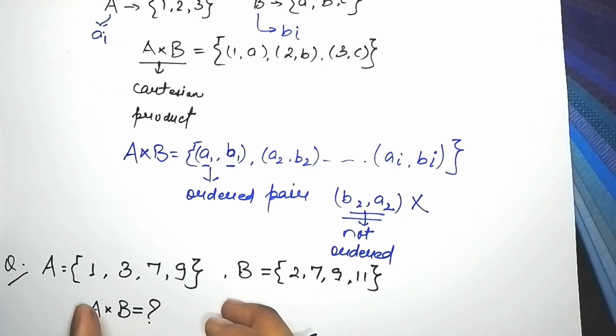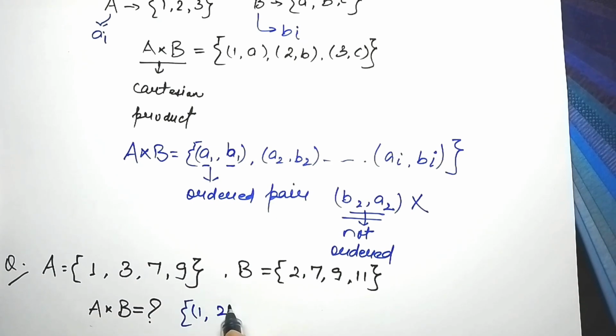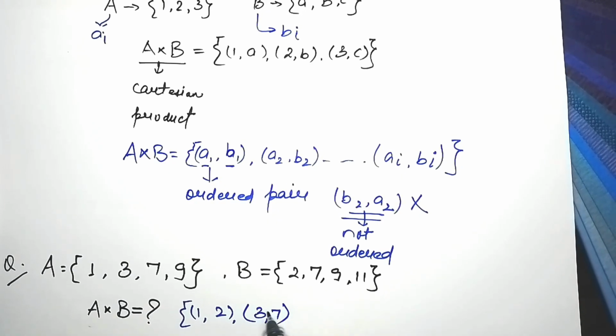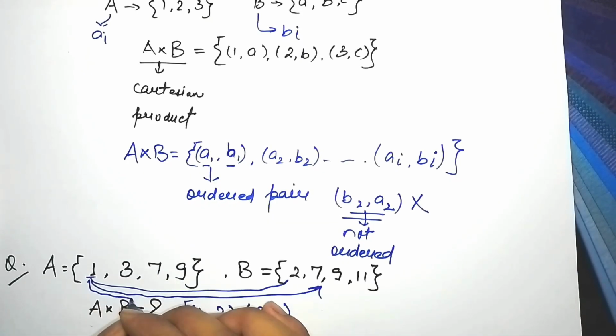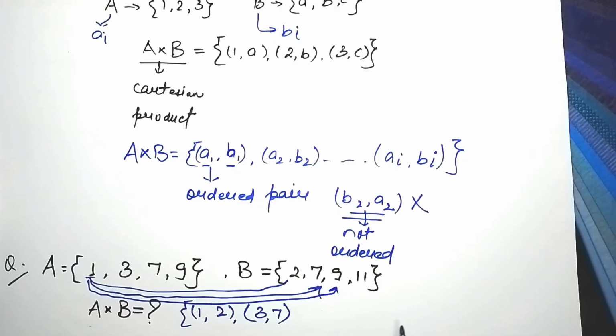Practice, you have to solve this problem and check the answer. I'm just writing the answer because I believe that all of you will be able to solve it easily. So the answer of this would be 1 comma 2 comma 3 comma 7, and we have to take all of them, like 1 with 2, then 1 with 7, then 1 with 9. So we'll be having a lot of elements. So I'm not writing the complete answer, but I hope you understood what I'm trying to say.